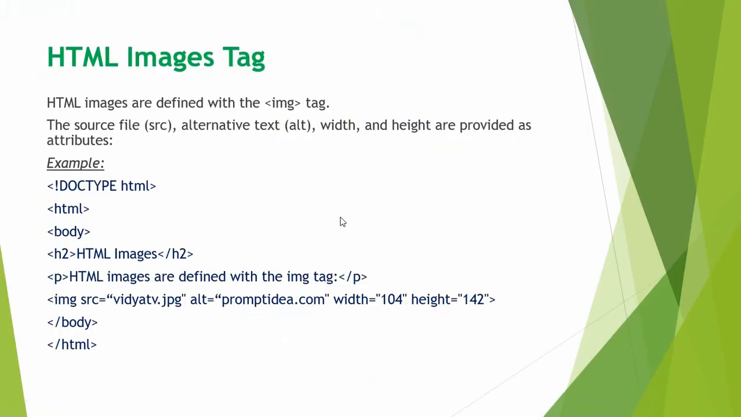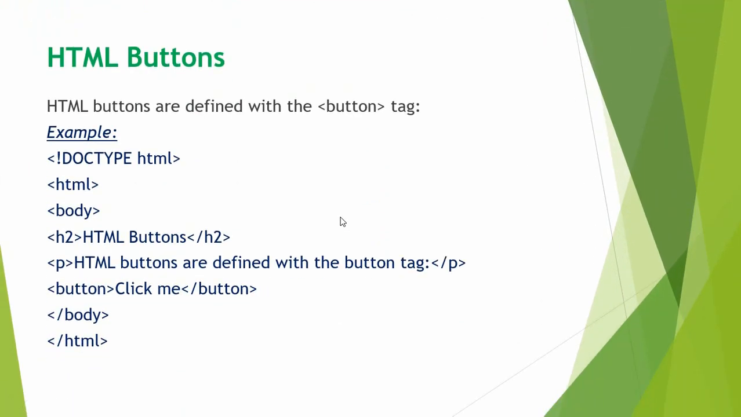So the next one is HTML buttons. HTML buttons means there is one tag, the button tag. The button tag is used for inserting buttons in our HTML page. Okay, in every website we can see buttons for submit, reset, login. So for that purpose we are using the button tag. So we will discuss how it works.